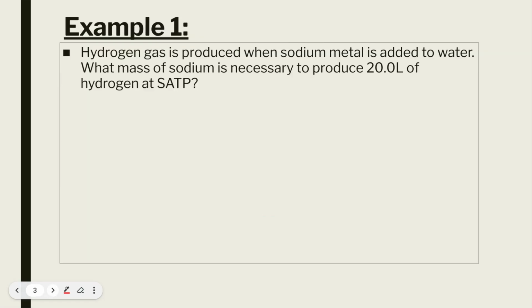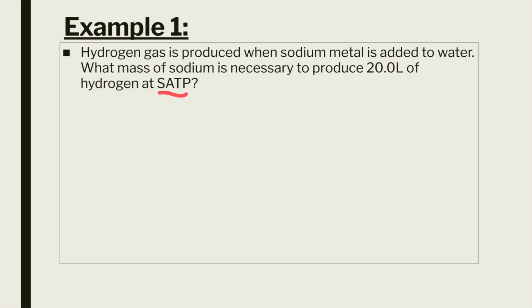So let's do one example together. It says that hydrogen gas is produced when sodium metal is added to water. What mass of sodium is needed to produce 20 liters of hydrogen at SATP? So again, because they're mentioning SATP conditions here, you have the option of using the molar volume formula. If you haven't learned it, that's okay. We're still going to use it, but we'll just use ideal gas law instead.